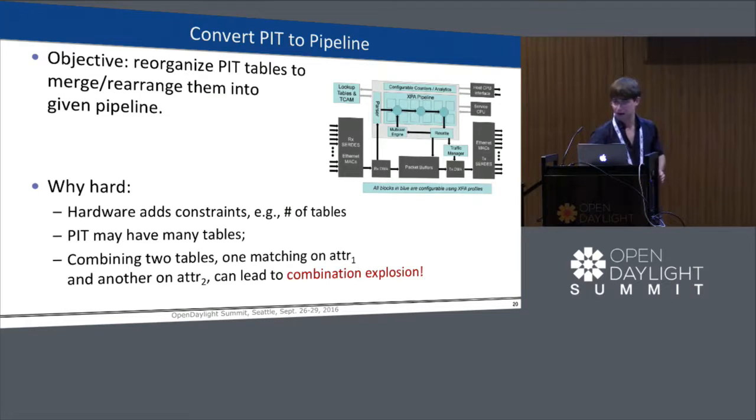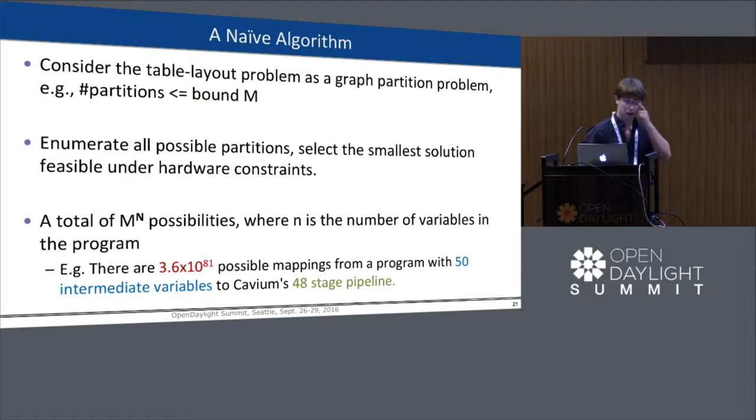One naive algorithm is just to consider the table layout problem as a graph partition problem, where the number of partitions is greater than the bound x, and then enumerate all possible partitions of the graph, and select the smallest solution feasible under hardware constraints. The obvious problem is that there are just too many possibilities to enumerate feasibly. There are a total of the number of partitions to the power of the number of individual tables, since each of the n types of tables can be put into each of the m different partitions. And that obviously explodes very, very quickly.